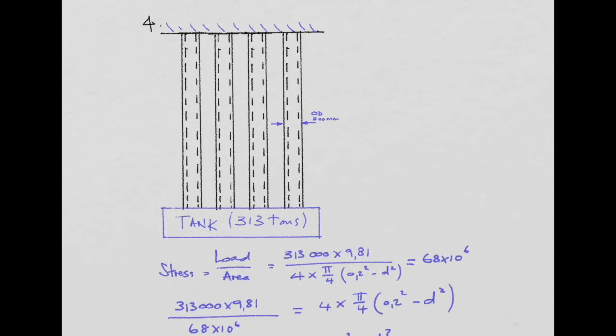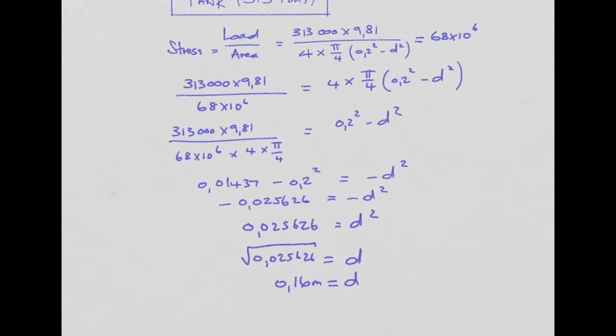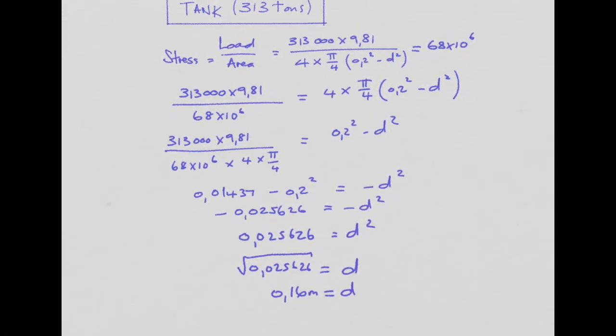And the area is 4 areas, each one being pi over 4, 0.2 squared, that's the outer diameter, the 200 millimeters converted to meters. And here's the unknown, the d squared, the little diameter inside, that is from this dotted line to that dotted line. And of course all of that may only equal 68 megapascals. So in this case, just in case you're battling with your calculator inputs, I've put down every step the way I do it in my calculator. Normally I wouldn't present all of this, but let's just go through it quickly.